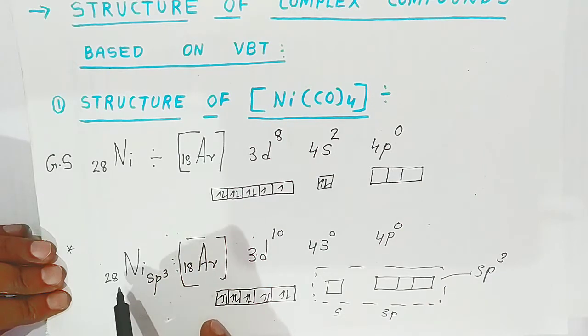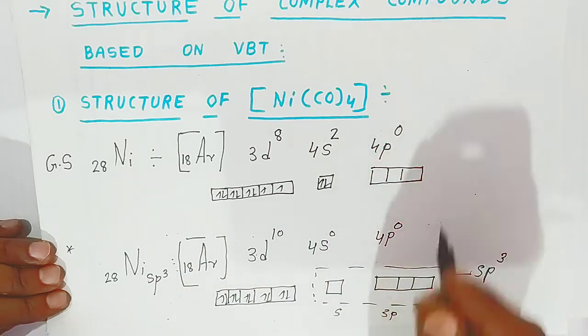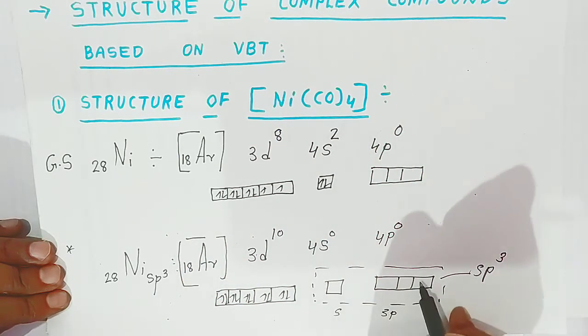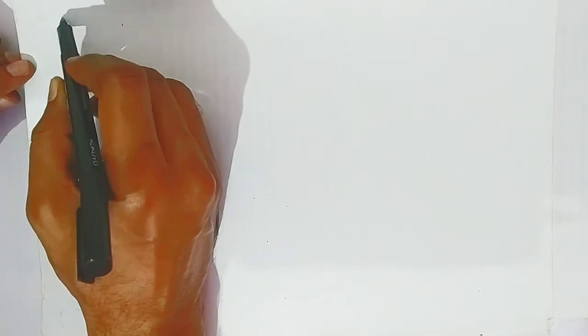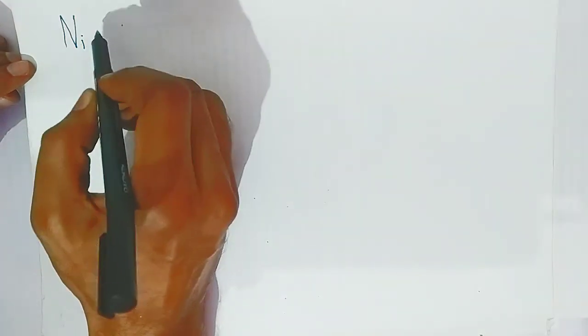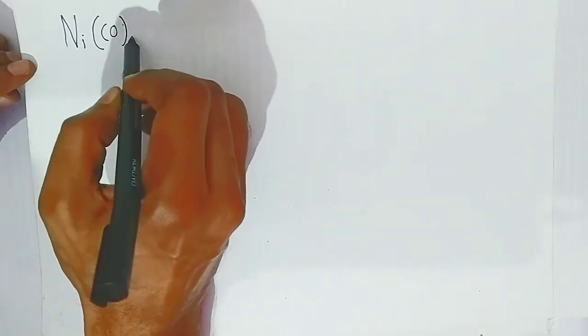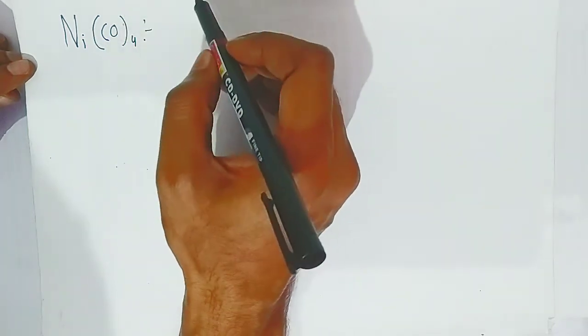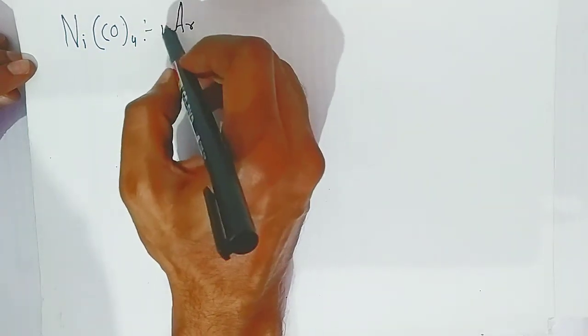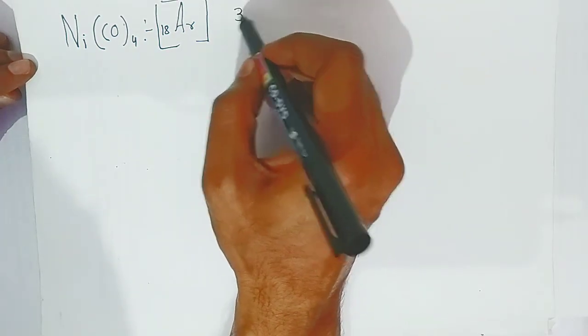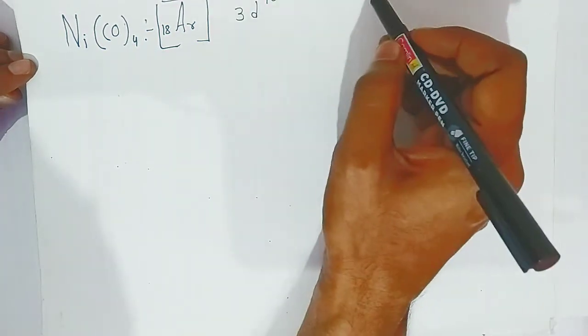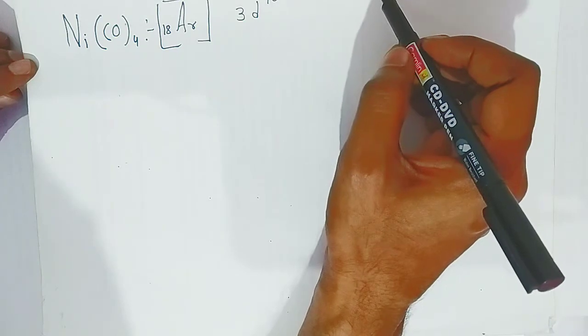Now students, when the carbonyl ligands approach the nickel 28 in the excited state, each hybrid orbital receives one pair donated by the ligand. When it forms the complex nickel tetracarbonyl, what will be the structure, students? Argon 18 will be as it is, 3d10. Now here, because of the sp3 hybridization, what is happening, students?